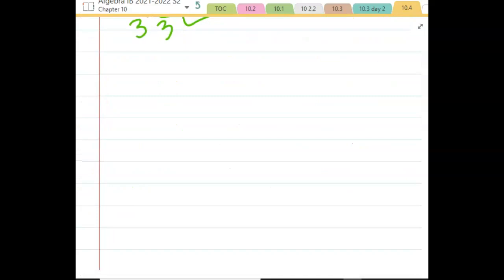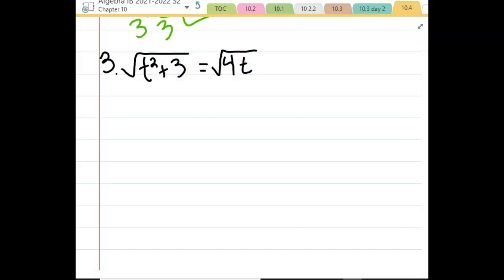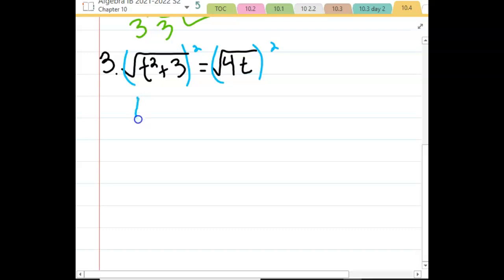Okay, now let's get into some factoring ones. Number 3. The square root of t squared plus 3 equals the square root of 4t. All right, so just like the last one, square root on the left, square root on the right, we can't do anything until I get rid of those square roots. So square both sides, and remember the only thing that's left is what was underneath those square root signs. In this case, which is t squared plus 3 equals 4t.